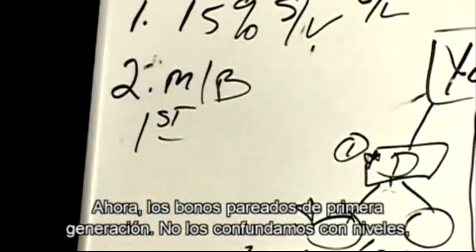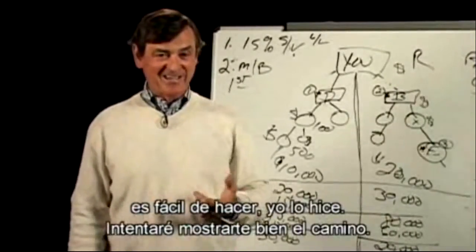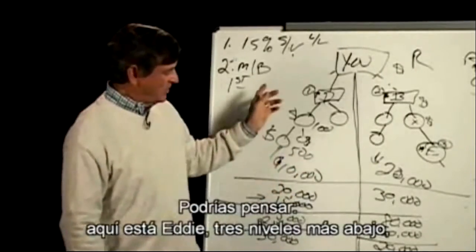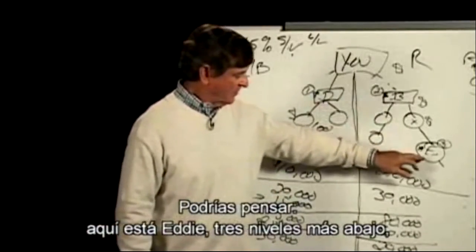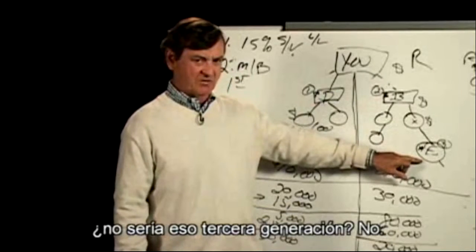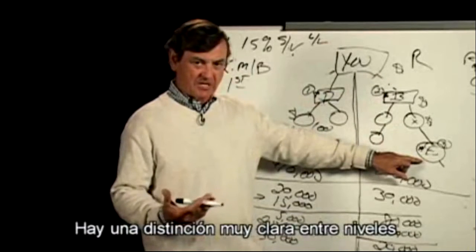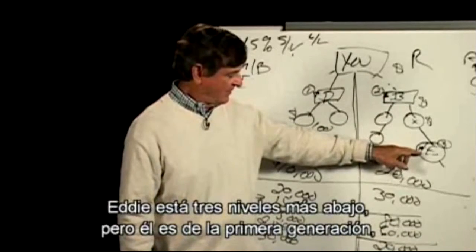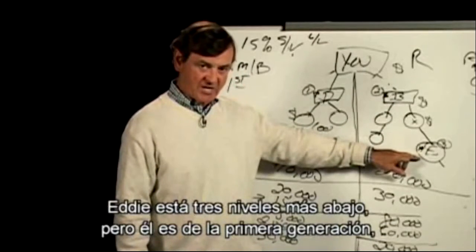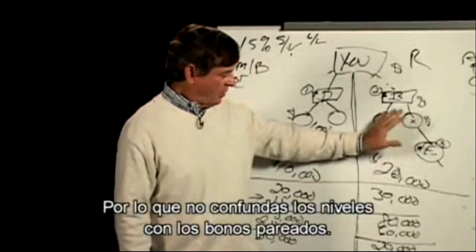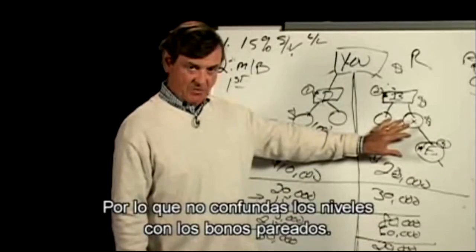Now, don't confuse this with levels. It's easy to do. I did, so I'm going to try to take you down the right path. You would think, gosh, here's Eddie 1, 2, 3 levels down. Wouldn't that be third generation? No. There's a very clear distinction between levels. You're right, Eddie is 3 levels down, but he's first generation, even though he tumbled down here. He had to, right? So don't worry about levels with matching bonuses.